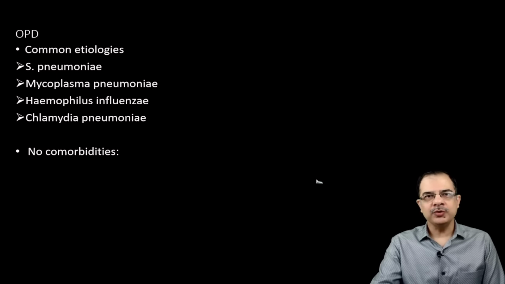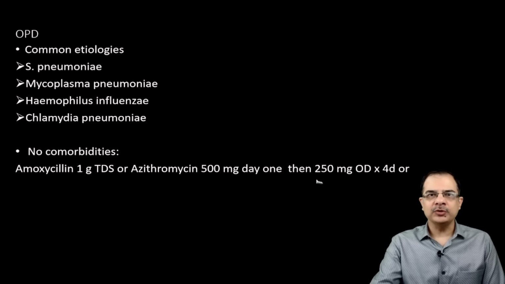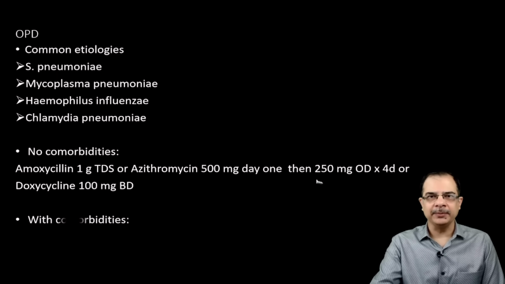So if patient does not have any comorbid conditions, we will give amoxicillin 1 gram 3 times a day, or azithromycin 500 milligram day 1, then 250 milligram once a day for 4 days. Or we can give doxycycline 100 milligram twice a day.